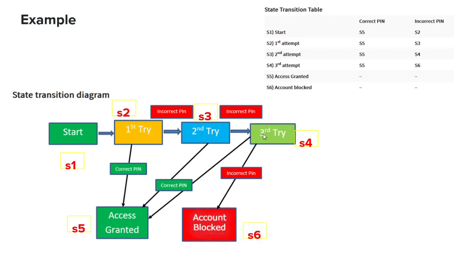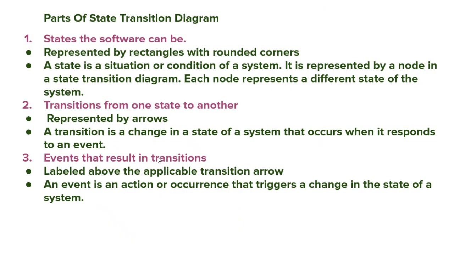In the third try, again we have to check for the correct pin, then access will be granted. And in the third try, we have to check for an incorrect pin, where the account will be blocked. So these are all the test cases. We can derive the test cases from this state transition diagram. Every flow is basically one test case. So this is about the state transition table.